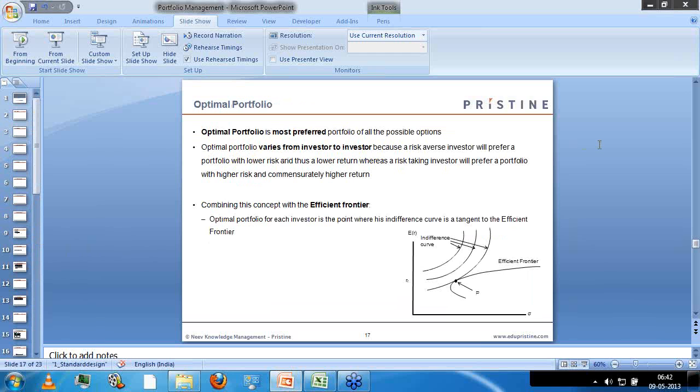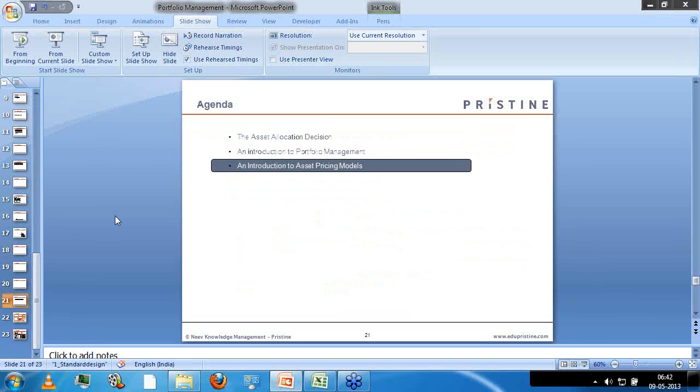Most of the things that are given in this slide, I've covered.